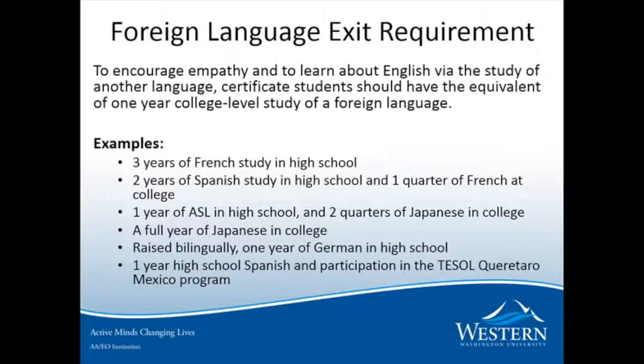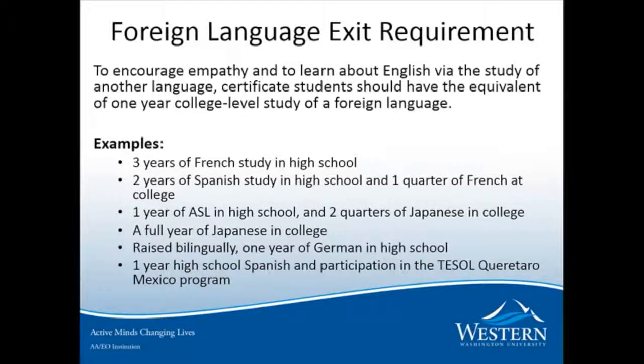And that can look like several different scenarios. For example, you could study 3 years of French in high school, and each year of high school study is the equivalent of 1 quarter college level. So those 3 years would equal 1 year of college level. Maybe you're going to combine, maybe you had 2 years of Spanish study in high school, but then you studied a quarter of French in college. That's fine. It does not have to be three college quarters or equivalent of the same language.